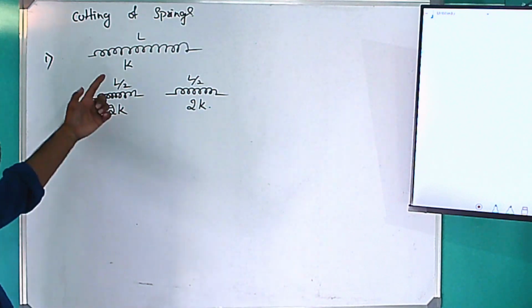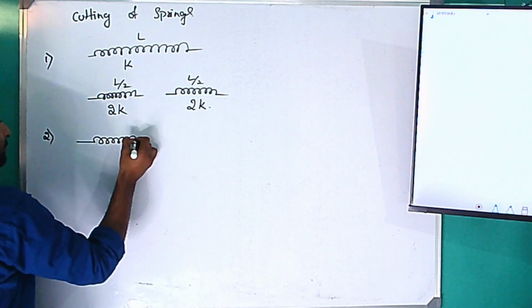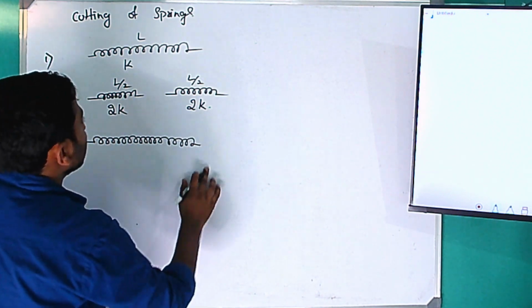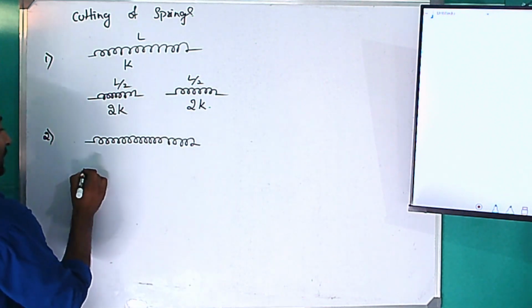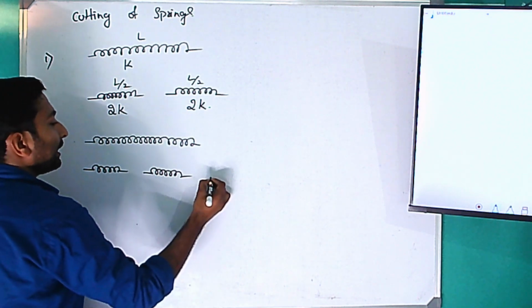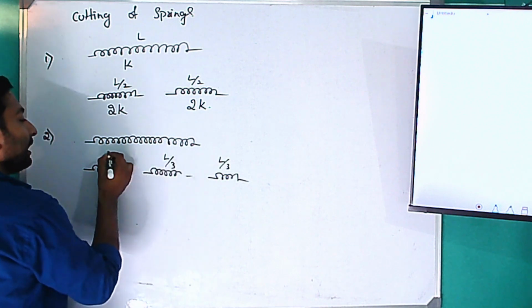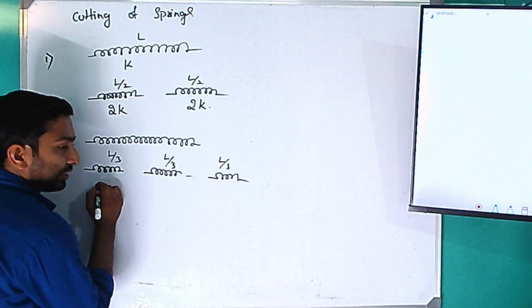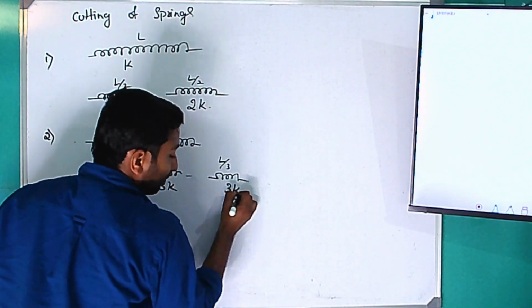Now let me cut the same spring into three parts. I will take one spring and cut it into three equal parts. I repeat, equal parts. So each spring will get a length of L/3, L/3 and L/3. The spring constant of each spring will be 3K, 3K and 3K.